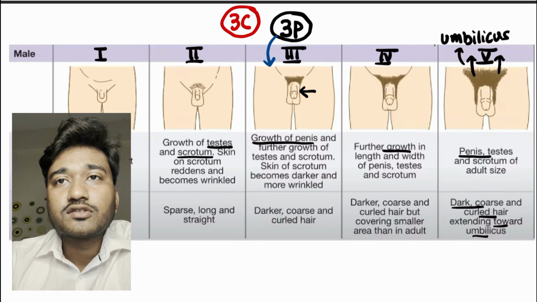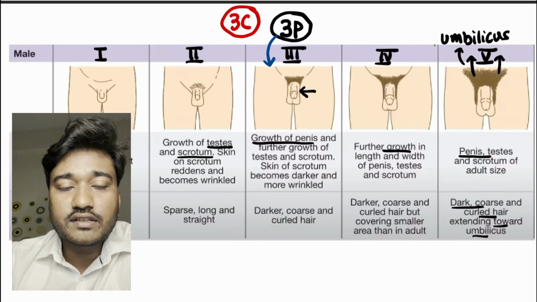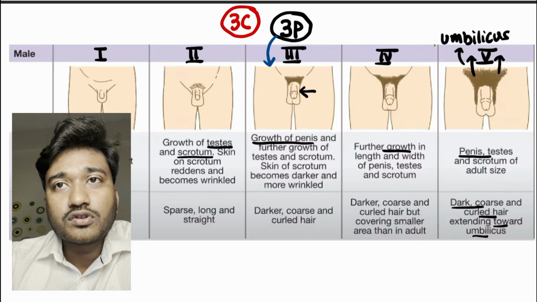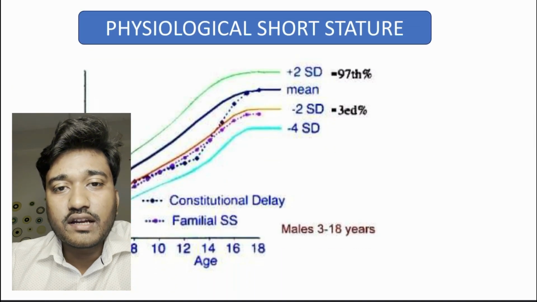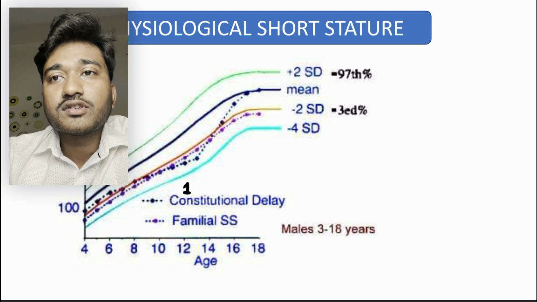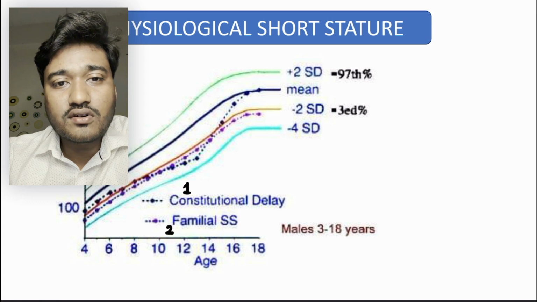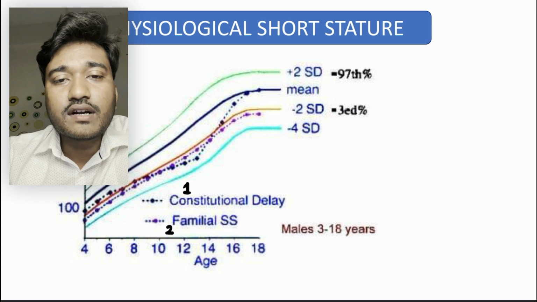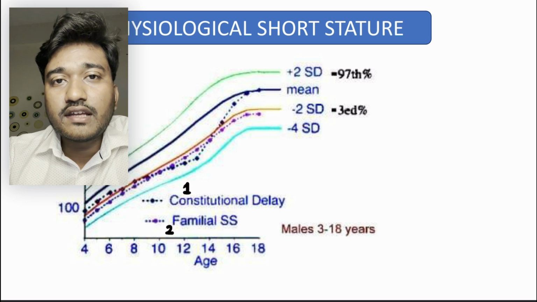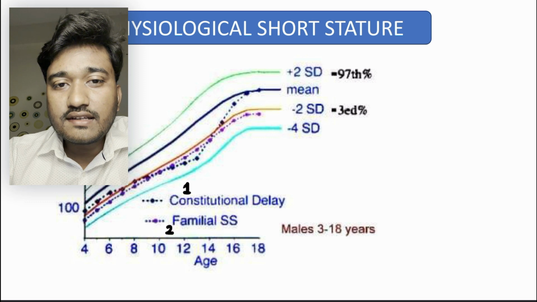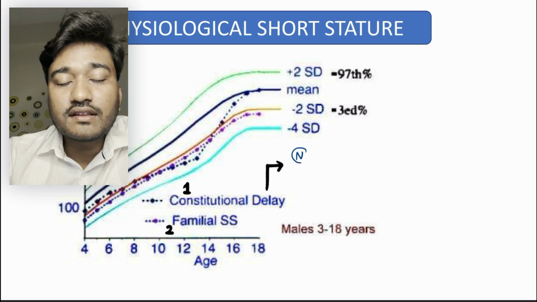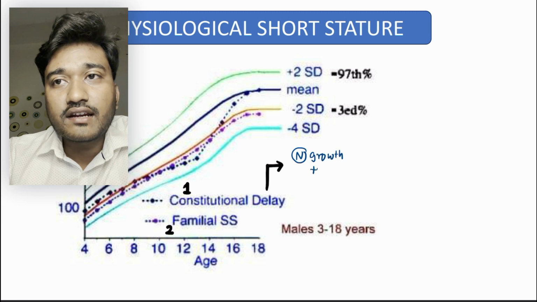Okay, now let's talk about physiological short stature. We talked earlier that there are two types of short stature, physiological short stature and pathological short stature. In physiological short stature, we have two examples, constitutional delay and familial short stature. So what is constitutional delay? Constitutional delay means there is a delay in the growth of the child initially, but as the age of the child increases, eventually the child attains the target height.